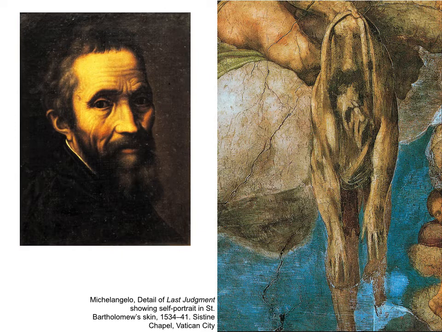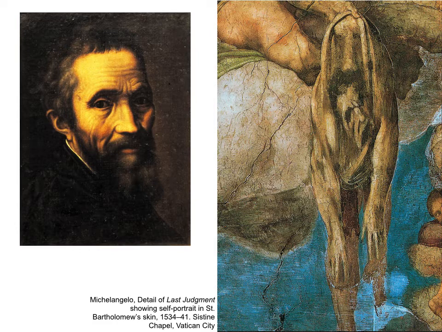Now, St. Bartholomew was one of the 12 disciples of Jesus. He preached in India and Armenia, where he was martyred. He was skinned alive and then crucified upside down for refusing to worship pagan gods. So the face is essentially a self-portrait by Michelangelo.